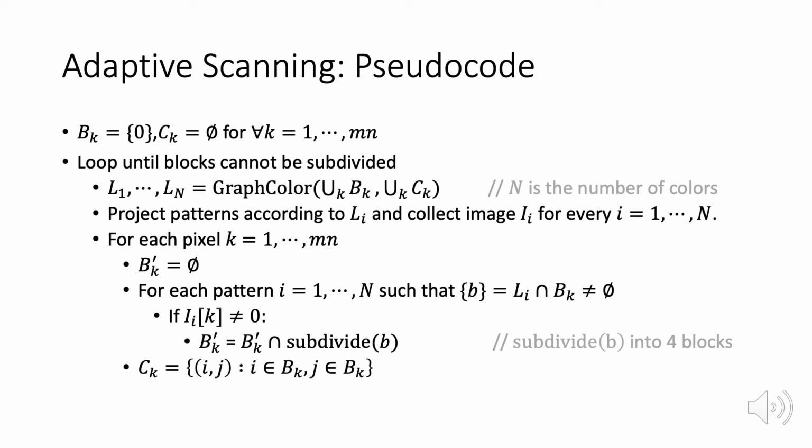For every iteration, we adopt a graph coloring algorithm to create different groups of blocks. Then, blocks of the same group will be lighted up at the same time, and meanwhile, we capture the corresponding images. For every single pixel, we obtain the influential blocks from the candidate list bk and subdivide them into 4 small blocks. Pay attention. All these subblocks will again be candidate blocks which may have contribution to the pixel k.